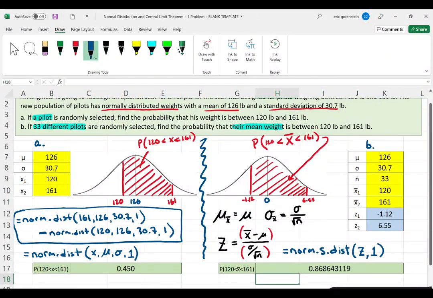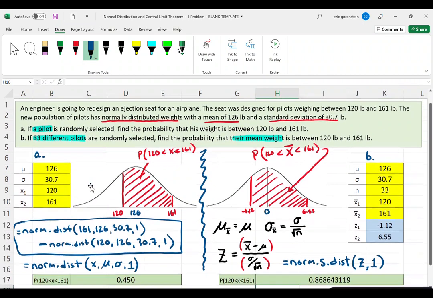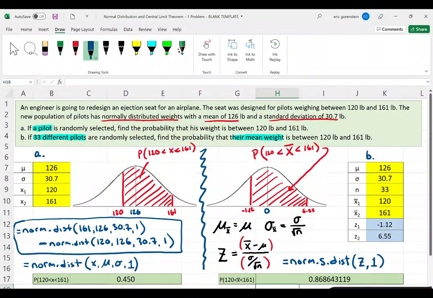that the entire sample of 33 pilots has an average weight, or a mean weight, between 120, which has a z-score of negative 1.12, and 161, which has a z-score of positive 6.55. All right, that does it for this problem.